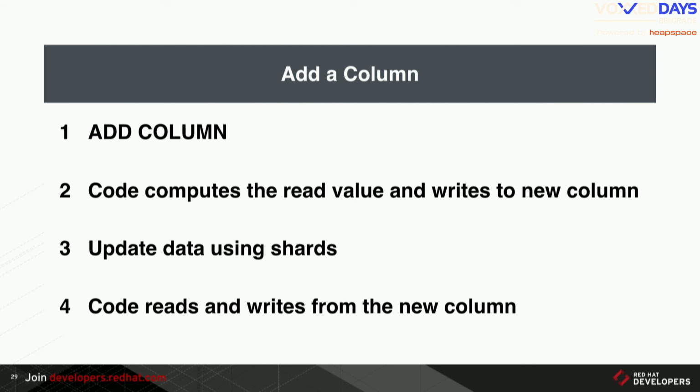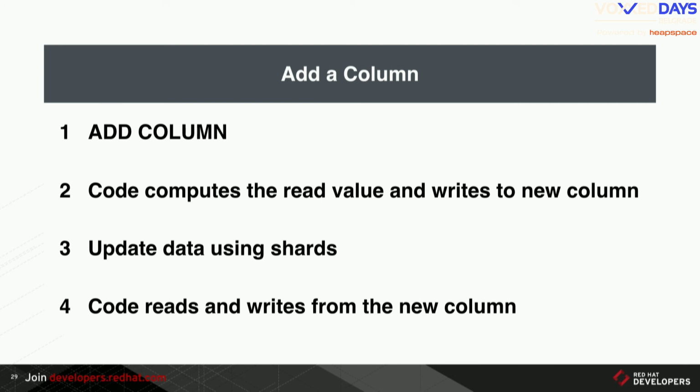Each one of these steps, 1, 2, 3, and 4, is a different release of your software into production. So if you just want to add a column, first release, you're going to alter table add column. Second release, your code computes the read value and writes to the new column. And computing means that if you have a default value, you just assume the default value. But if you can compute your read value from other fields of your database or from another source of information, you're going to do that and assume this read value.